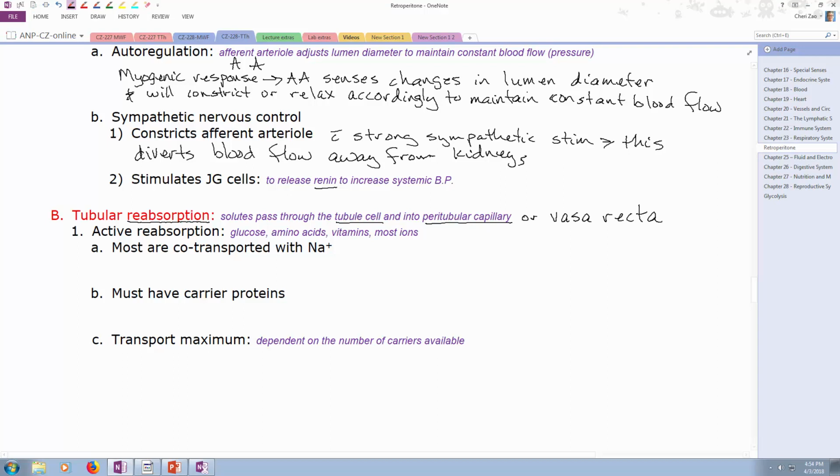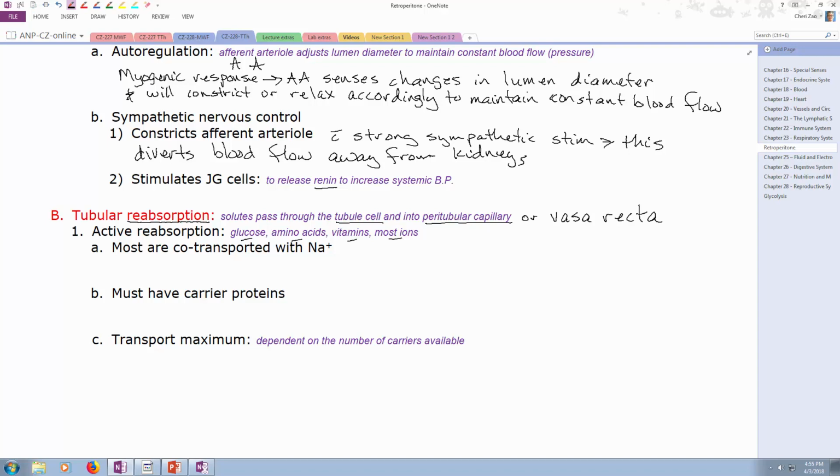The reabsorption, there's a lot of active reabsorption, which means this is an energy requiring process. These are the things that require active reabsorption: glucose, amino acids, vitamins, and most of our ions are actually going to be reabsorbed, and the bulk of the reabsorption is going to be in the proximal convoluted tubule.